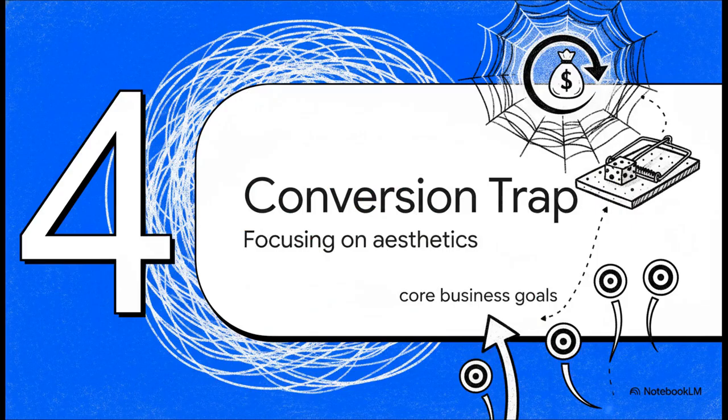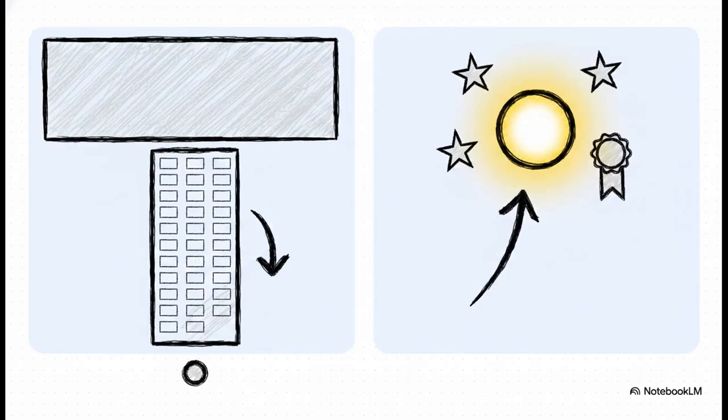Which brings us to Section 4, the conversion optimization trap, focusing way too much on aesthetics over core business goals. So what does this all mean? Well, if your site isn't turning visitors into actual leads, you've fallen right into the trap. Poor conversion design hides calls to action down below the fold. It uses contact forms with way too many fields, and remember, every single extra field you add literally drops your conversion rate. It relies on weak, generic button copy like submit. I mean, submit is a word that belongs on a tax form, not a sales page.